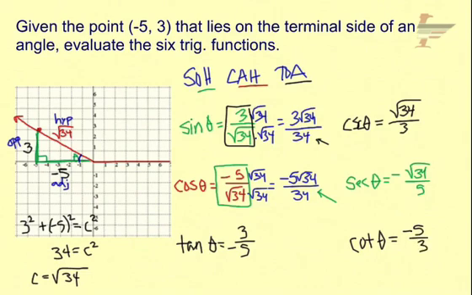So those are your 6 trig functions using SOHCAHTOA. In this case, we just had to plot the point, negative 5, 3, draw the triangle straight down to the x-axis, label your sides, use Pythagorean theorem to get our third side, and then we were good to go.